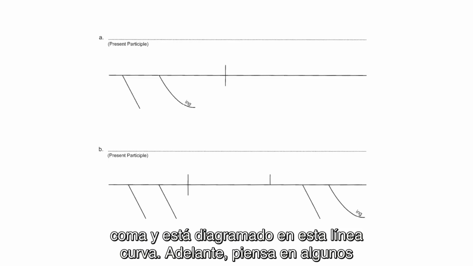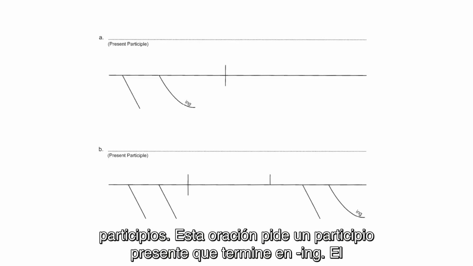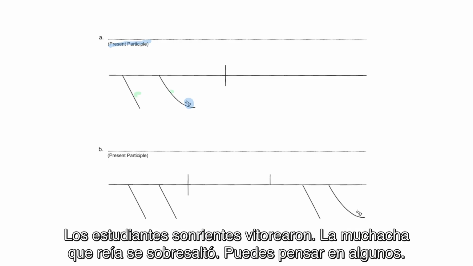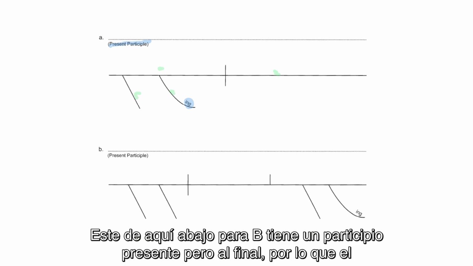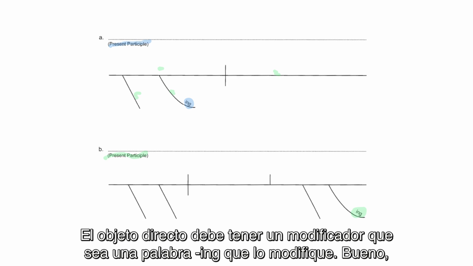Go ahead and come up with some participles. This sentence asks for a present participle that ends in ing. The smiling students cheered. The laughing girl jumped. You can come up with some. This one down here for B has a present participle, but it's at the end. So the direct object needs to have a modifier that's an ing word that modifies it.